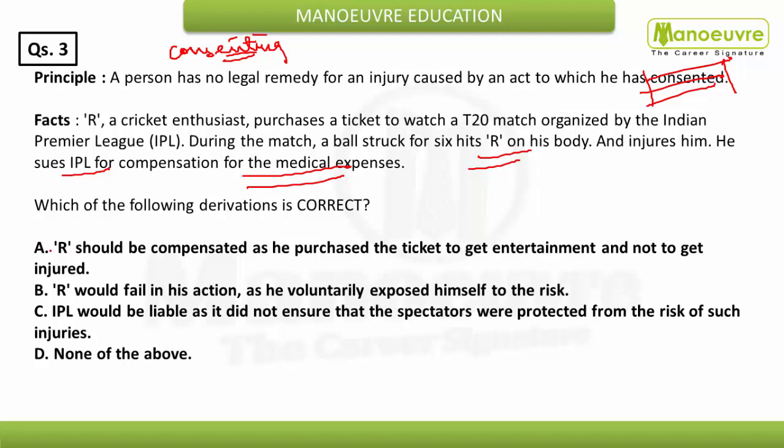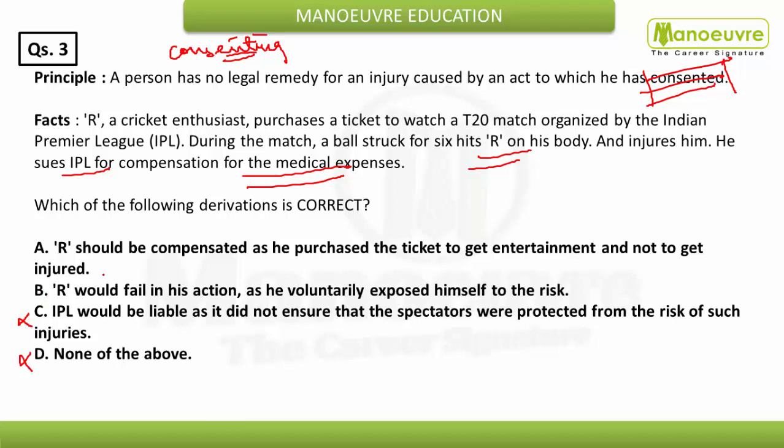Guys, pause the video as I read the options and then come back to the answers, okay? Now, the first option goes, R should be compensated as he purchased the ticket to get entertainment and not to get injured. Now, I do not see any legal language in this, okay? So I will not go for this answer. R would fail in his action as he voluntarily exposed himself to the risk. IPL would be liable as it did not ensure that the spectators were protected from the risk of such injuries. Now this kind of answer is also not my answer, none of the above.